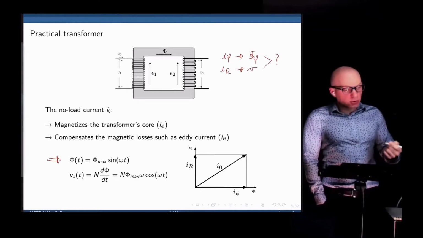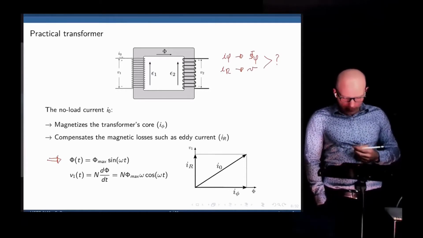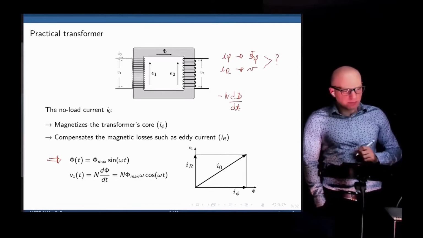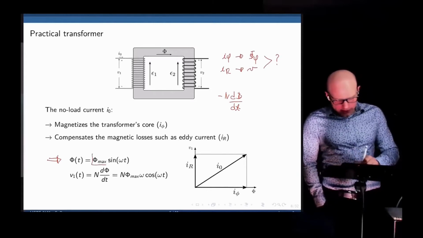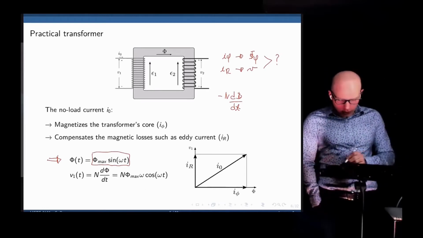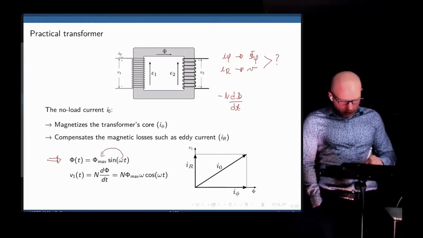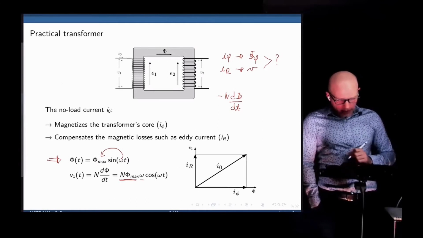What is the induced EMF? What is the electromotive force? It's negative N times d phi dt. So now if you take the derivative of this, let's neglect that negative sign for now, as we are interested in the magnitude. That becomes omega comes out, sine becomes cosine, and we have N times the magnetic flux.